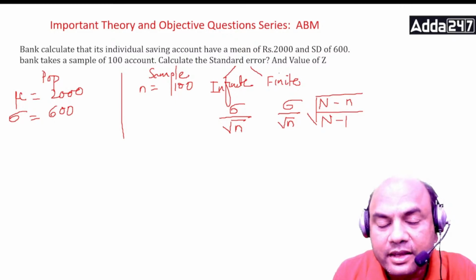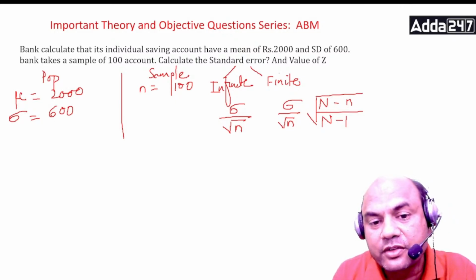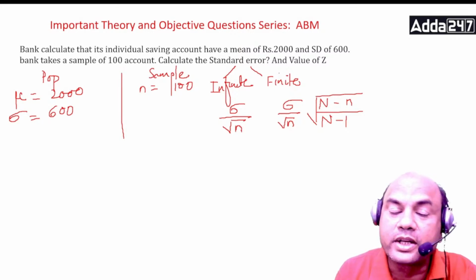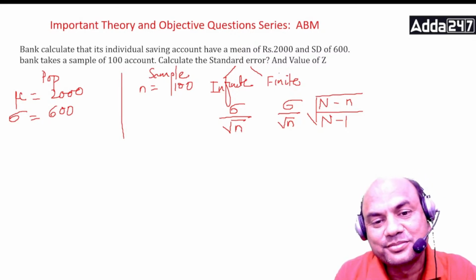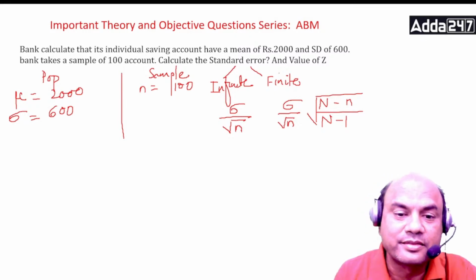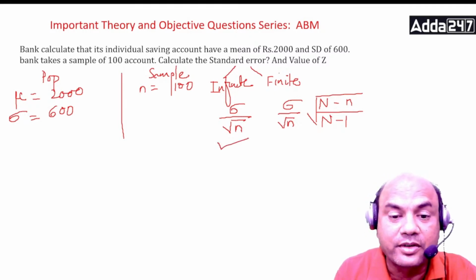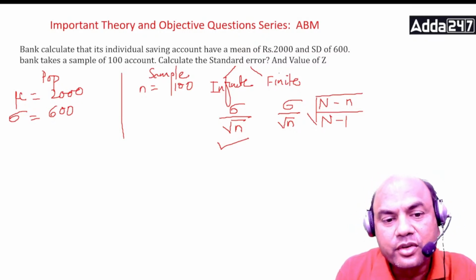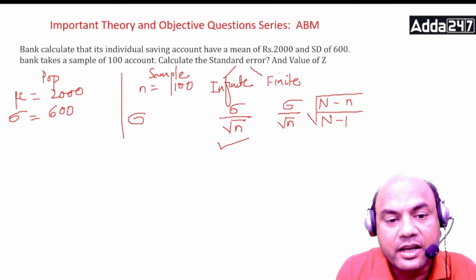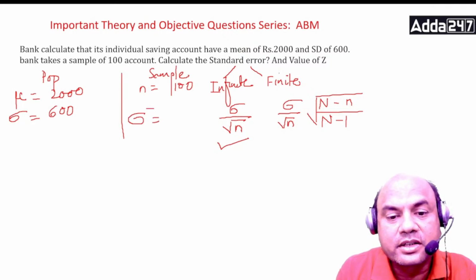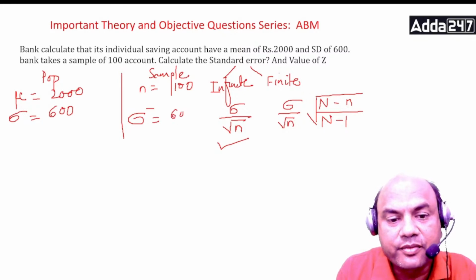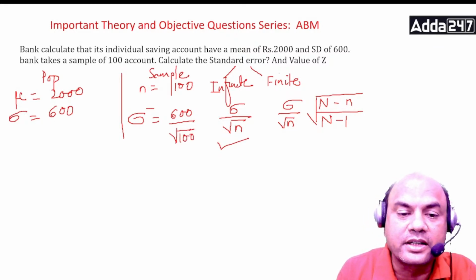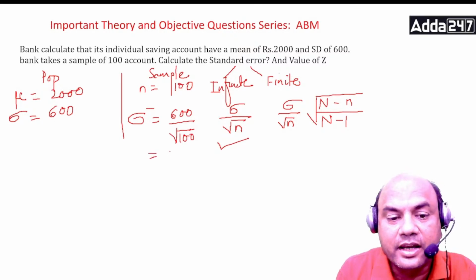So now in our case, what do you think the population given is, infinite or finite? You answer me in the comment section. Infinite or finite? It is infinite because they have not mentioned anything regarding the size of the population. So it's simple then. What is my standard error? Standard error equals psi, standard deviation, 600 upon root of 100, right? Root of n. So 600 upon 10 is 60. So my standard error is 60.